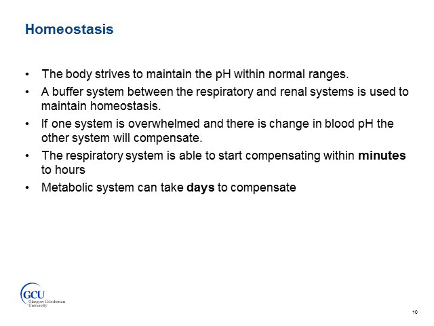As mentioned before, the body strives to maintain homeostasis. The body strives to maintain your pH within normal values. If this doesn't happen, the buffer system within the body will try to compensate. The buffers within the body are either your respiratory system or your renal system. If one system is overwhelmed and there is a change in the blood pH, then the other system will compensate. The respiratory system is able to start compensating almost immediately, whereas the metabolic system can take days to compensate.